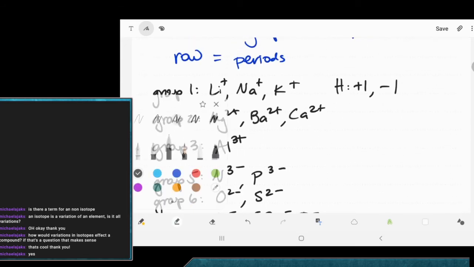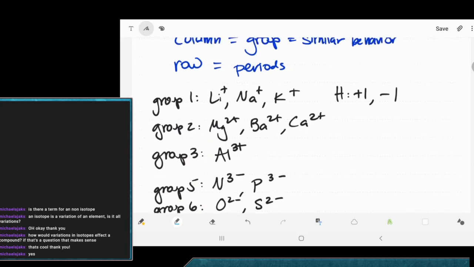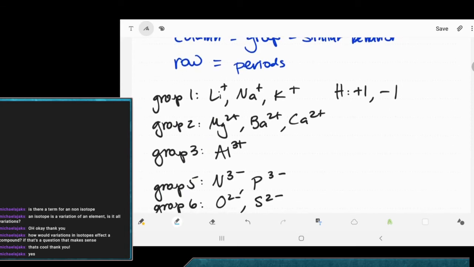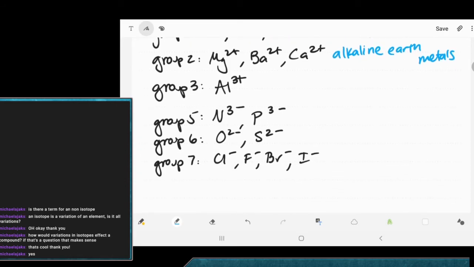Okay. We have names for these, by the way. Group 1 is called the alkali metals. Group 2 is called alkaline earth metals. Group 7 are called halogens. Group 6, while it is less common, are called chalcogens.